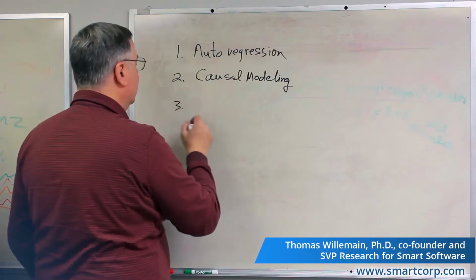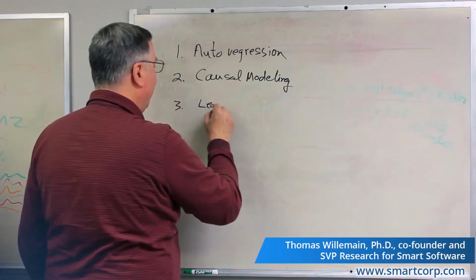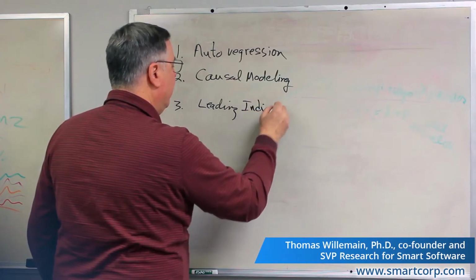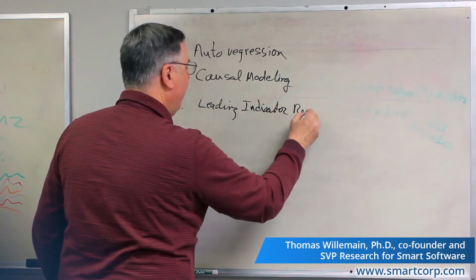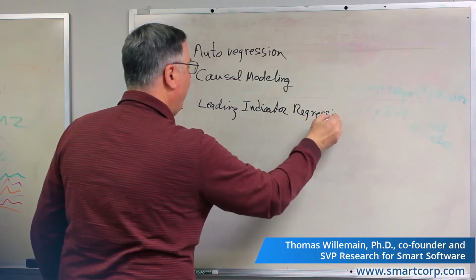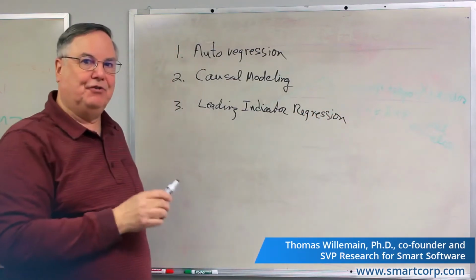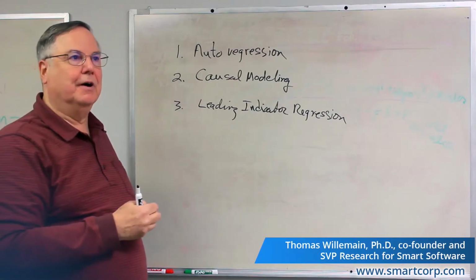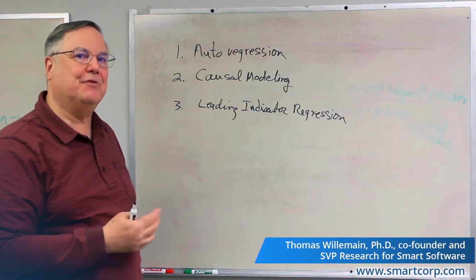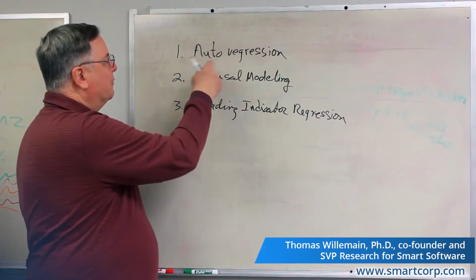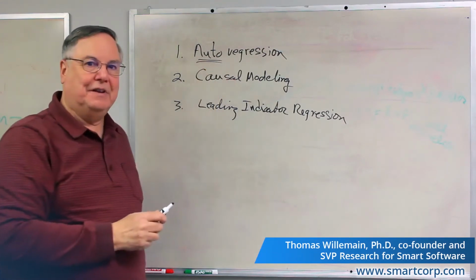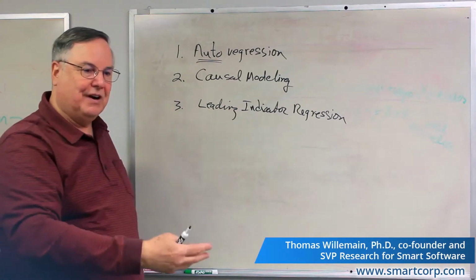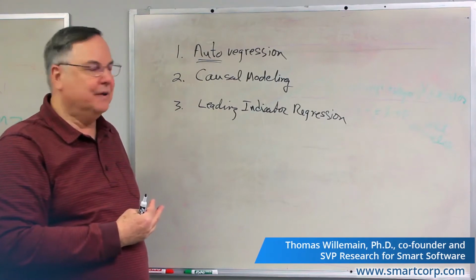And the third is called leading indicator regression. And these are all basically just variants of regression analysis, but they have different data requirements and different levels of work. The auto-regression, you can tell in the name, is regressing the variable you want to predict on itself earlier in time.